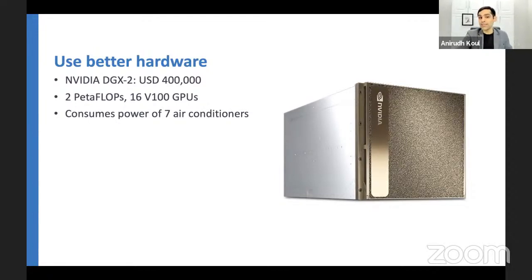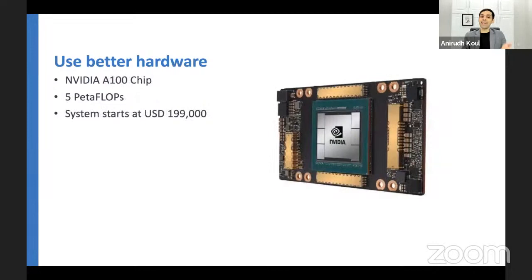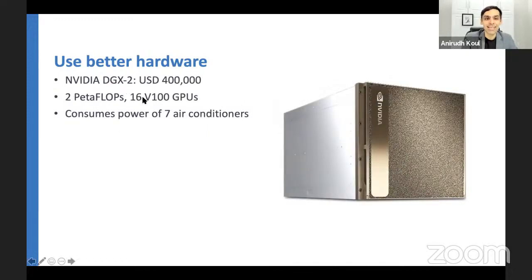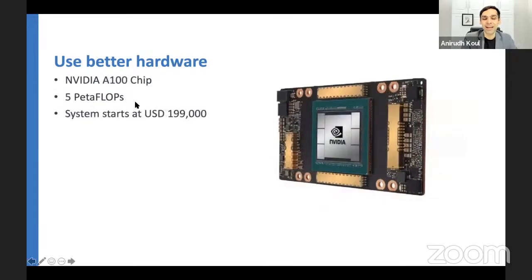Or if you had more money, you could have gone for this NVIDIA A100 chip, literally a single chip. Let me repeat, a single chip here, 5 petaflops, and the starting system is at $200,000. Let me put it in reference. This had 16 GPUs, and this has 2 petaflops, and this is one chip with 5 petaflops. So maybe you can build a system with 10 of these, and your systems will be fast. Because I think if you have reached till like the 2 slides before, you probably deserve this because your system is as fast as possible.